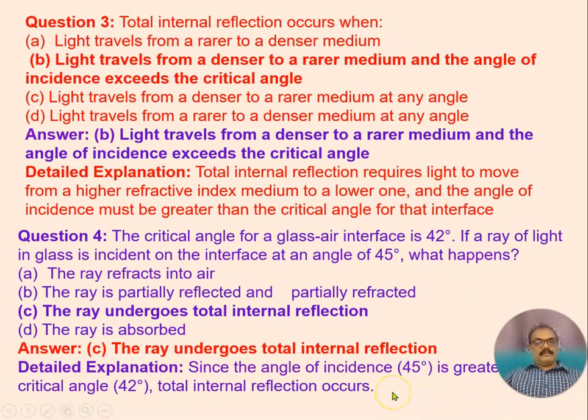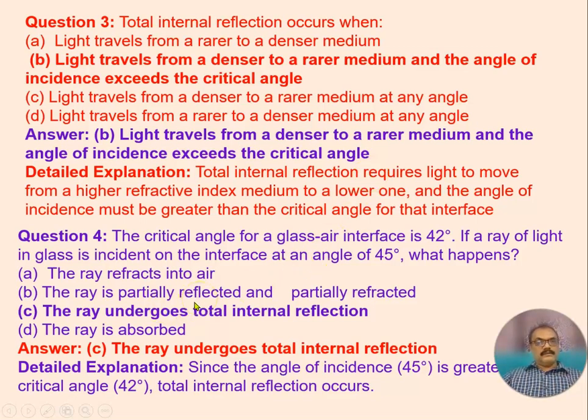2. Total internal reflection. Question 3. Total internal reflection occurs when A. Light travels from a rarer to a denser medium. B. Light travels from a denser to a rarer medium, and the angle of incidence exceeds the critical angle. C. Light travels from a denser to a rarer medium at any angle. D. Light travels from a rarer to a denser medium at any angle. Answer. B. Light travels from a denser to a rarer medium, and the angle of incidence exceeds the critical angle.